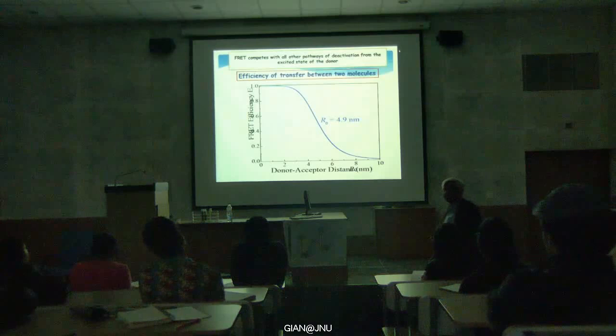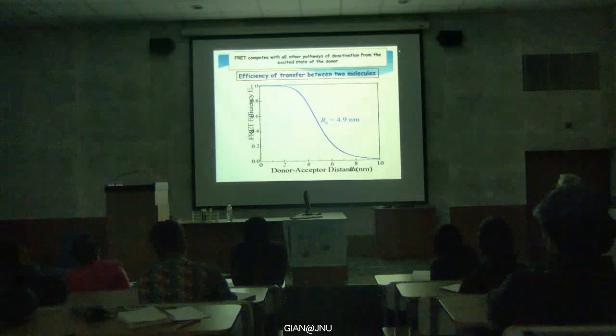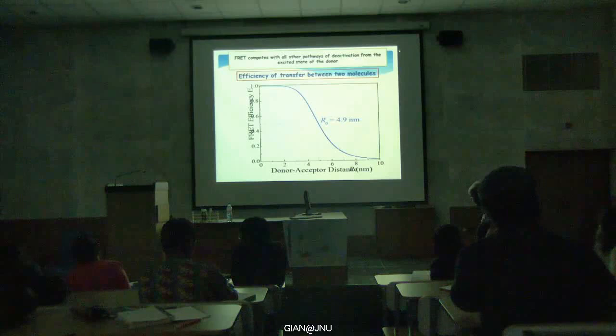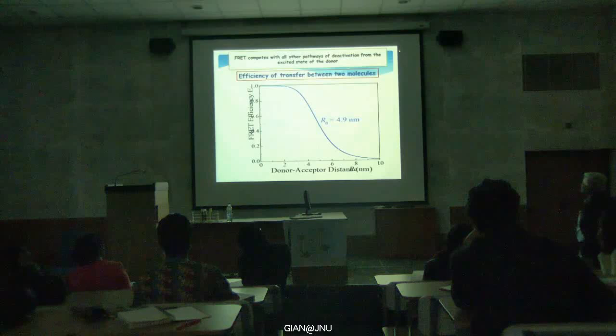It competes with all of the processes. So how do you calculate efficiency? As I said, this works in some cases, not in all cases. Förster theory has been modified. It is called the master equation, and so on and so forth. But we won't discuss that. We want to do the basic thing. So it has been plotted here, the transfer efficiency between donor and acceptor, and in many cases it's about 5 nanometers.